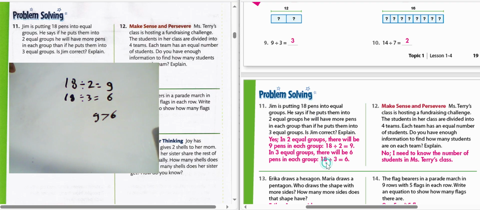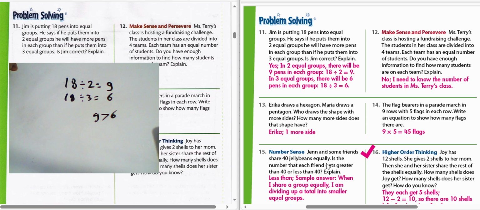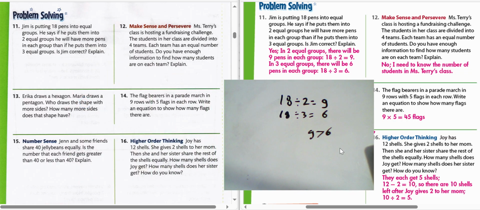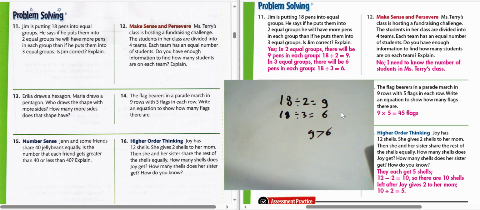Yes, you can write here: 18 beans into equal groups. There will be 9 beans in each group, because 18 divided by 2 equals 9. 3 equal groups will be 6 beans in each group, because 18 divided by 3 equals 6. Then you can complete the relation: 9 is greater than 6. Next, question number 12.